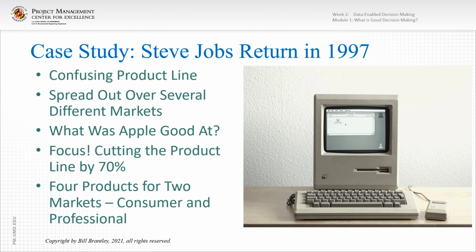So this is a great example of how a good decision was made by really looking at the problem here and succinctly defining the problem. What was Apple good at? And then from that, we could take actions and we can make good decisions to bring back Apple's brand and allow it to become a competitive company again.